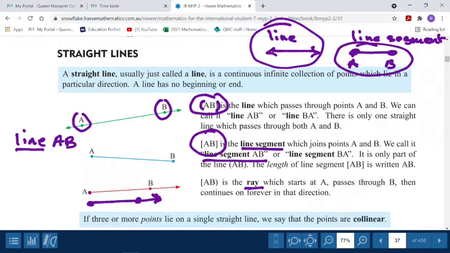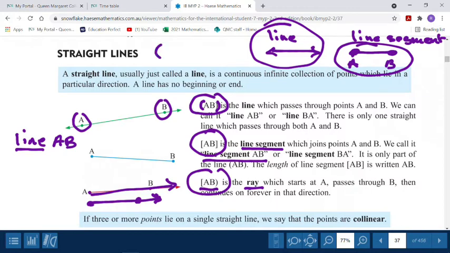For a ray, it has a definite beginning point, and then it goes on infinitely in one direction. So there, it starts at A, and notice you get the square bracket. And you're getting the square bracket because it has a hard, firm ending, right? But then the other side just gets a plain bracket because it just goes on forever, right? So you need to be aware.